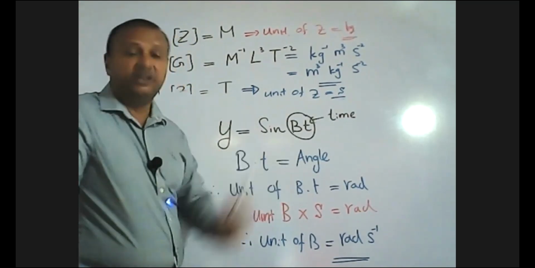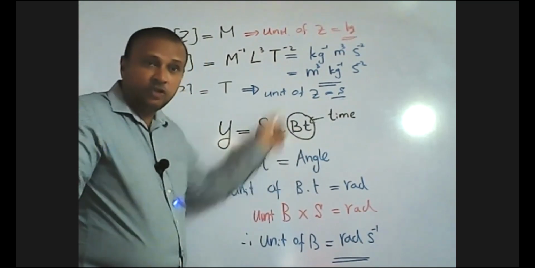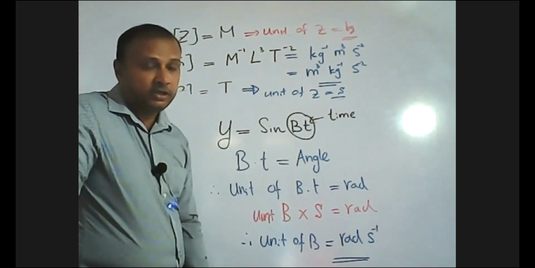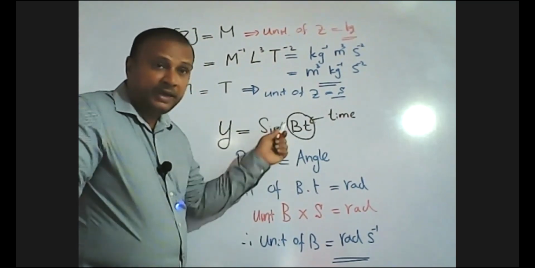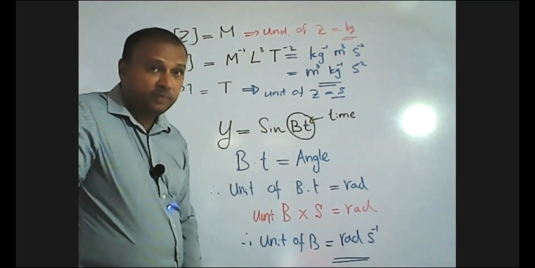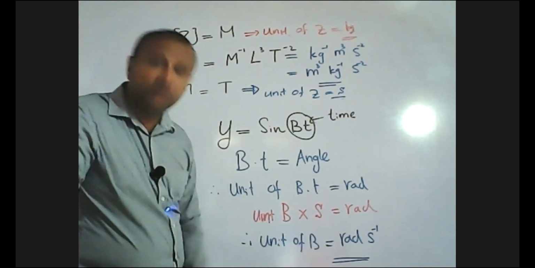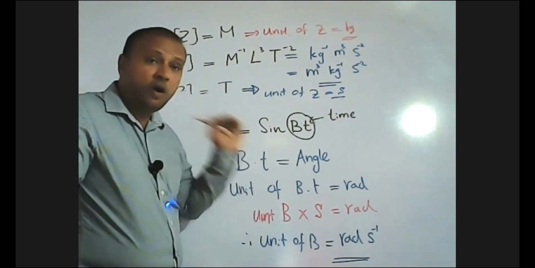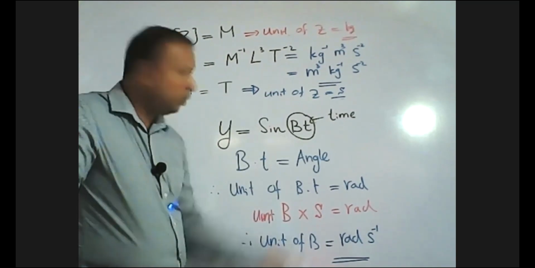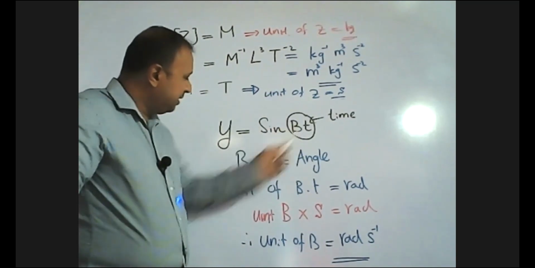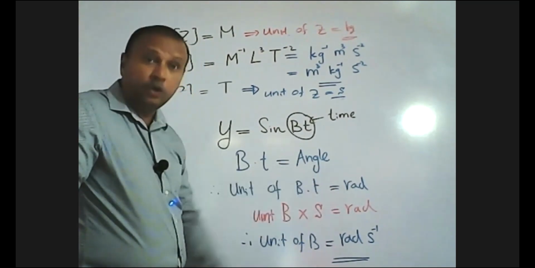If it is a trigonometric function, there should be an angle within that function. Although an angle doesn't have a dimension, it has a unit. It is radian. That is the only specific case in this method. So BT is an angle, so the unit of BT is equal to radian.